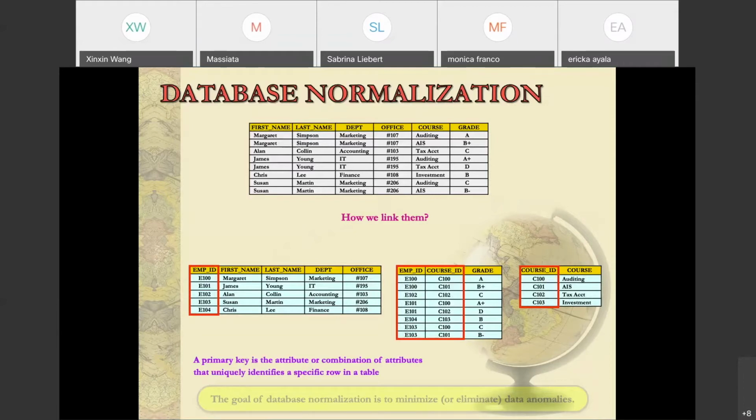For each table, we create the employee ID, and the employee ID and course ID for the grade table, and we have the grade ID and the course ID for the course table, right? So then we can link them all together. We use the foreign key to link the tables together.